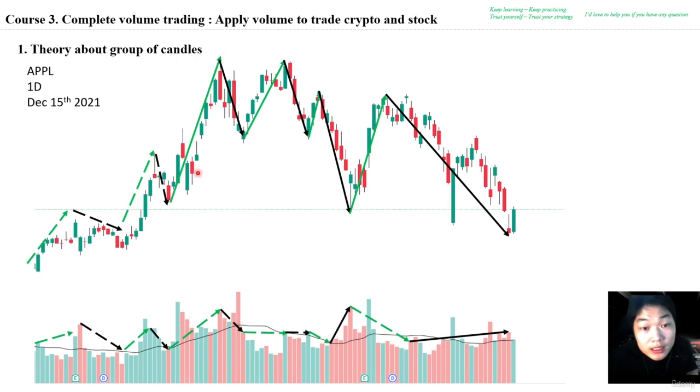Up and down is a pull wave and a pullback wave, but in this wave you can see that the market also shows a very dangerous signal in the group of candles. You see that this pull wave actually does not break out this high, but you can compare from this low to this high, from the first up candle to the last up candle. You can see that the volume at this time has decreased.